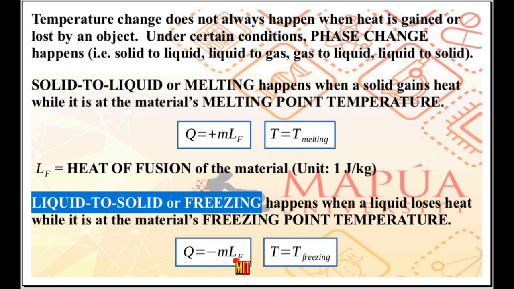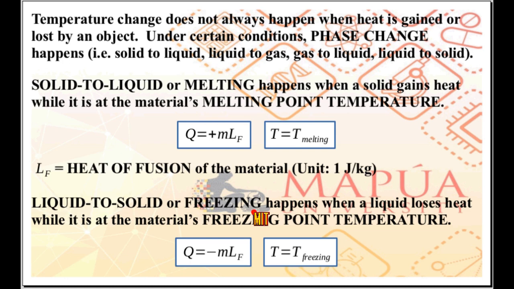M is still the mass of the object. LF is still the heat of fusion of the material. Heat of fusion is a property of the material that's associated with either the melting process or the freezing process. So again, liquid to solid, or freezing, will happen if the liquid loses the right amount of heat while the material is at its freezing point temperature. On the other hand, solid to liquid, or melting, will happen when the solid, the object, gains the right amount of heat energy while the object is at the melting point temperature of the material. Whether you have melting or freezing, you use LF, the heat of fusion of the material.